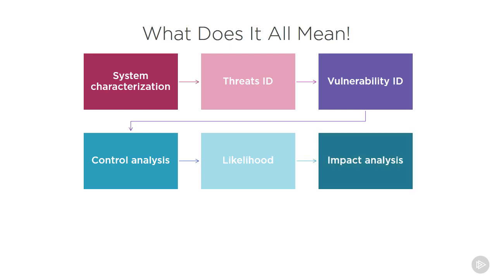We then move into impact analysis. At this step, we're trying to determine the adverse impact resulting from a successful breach. Now, the impact analysis should include things like loss of integrity, loss of availability, or even loss of confidentiality. And again, the magnitude of impact would be rated as high, medium, and low.